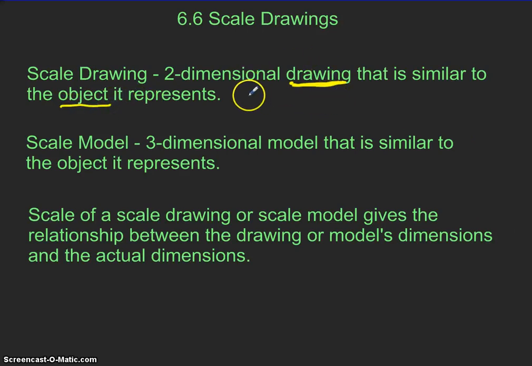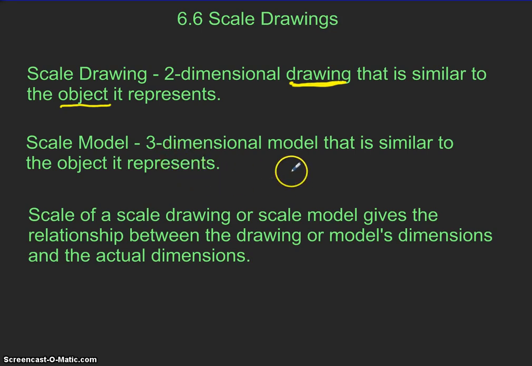Meaning it's the same shape, but not necessarily the same size. A scale model would be a three-dimensional model that is similar to the object it represents. So if you're doing the Alamo and you did it to scale, meaning you have everything the same shape, it would just be a smaller size. That would be a scale model.